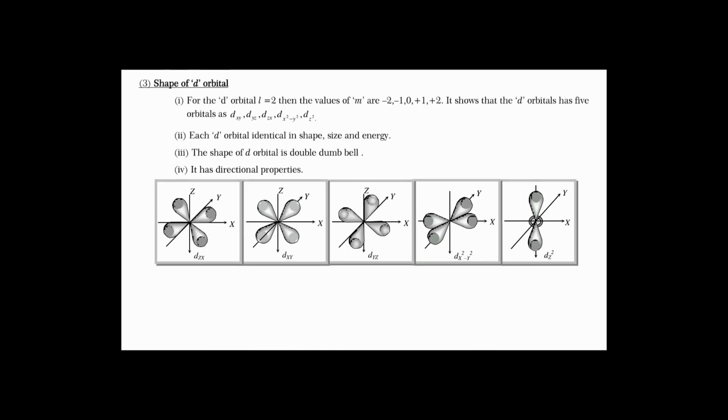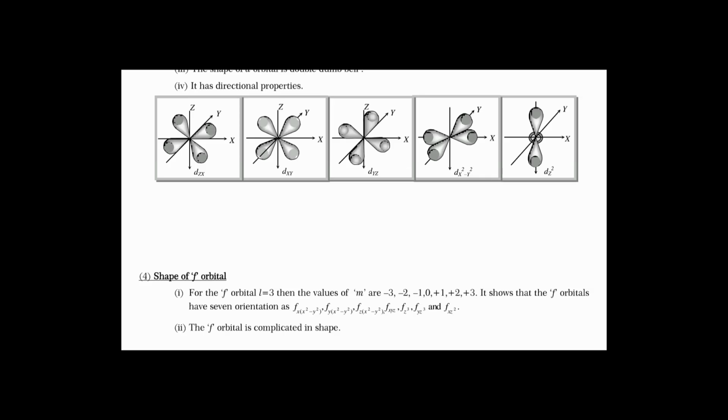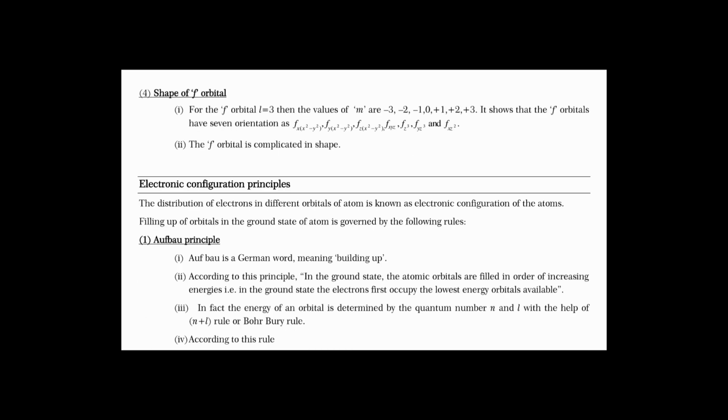Shape of D is double dumbbell. You can see two dumbbells here. But dz squared has only one dumbbell. Shape of F is complicated.